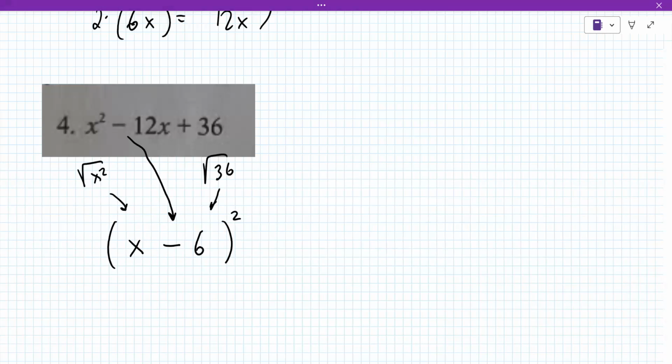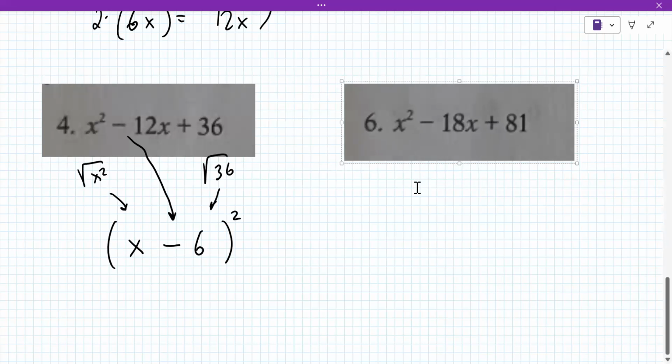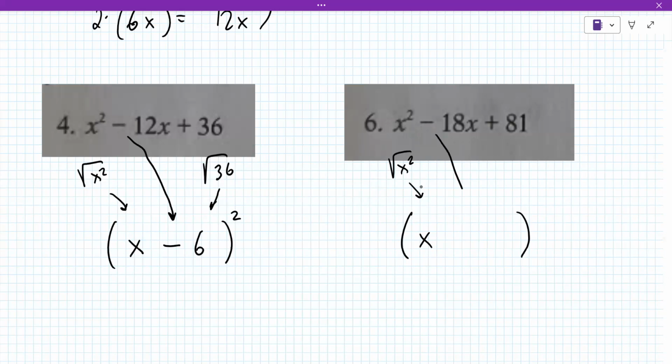We'll come back to 5. We'll put it right next to 6 because I want you to see that it is the same process, just different numbers. What is the square root of x squared? Just like over here, the square root of x squared becomes x. Then we bring the minus down, subtract, and then the square root of 81 would be 9.